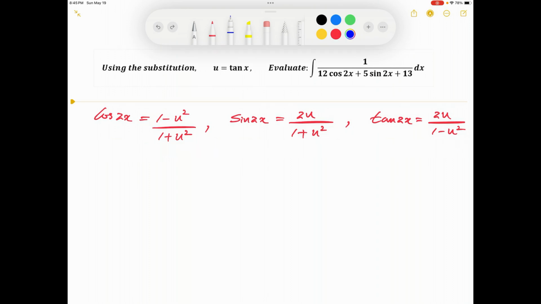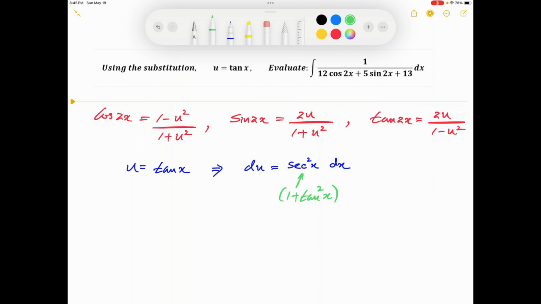Now the given substitution is u equals tangent x, which means I need to differentiate both sides of this. Then I get du being equal to secant squared x dx. We know that secant squared x is equal to 1 plus tangent squared x, which is the second of the three Pythagorean identities from trig.